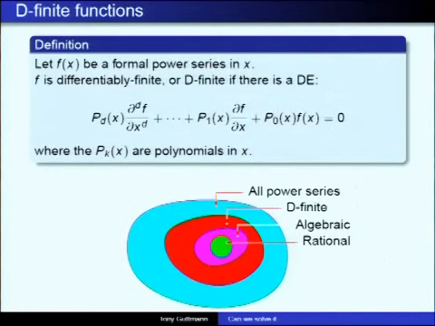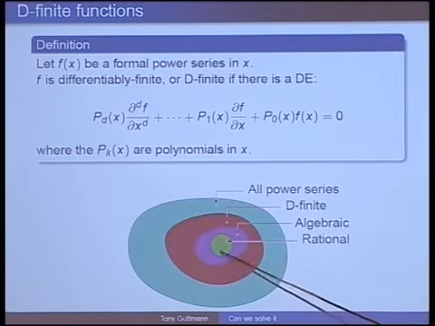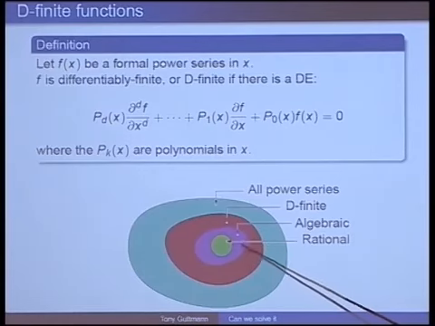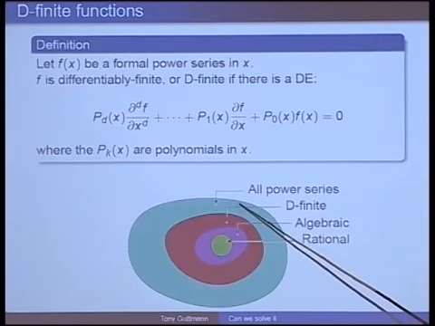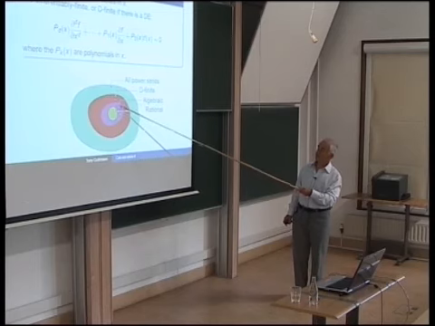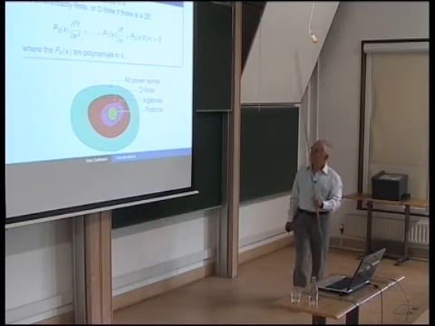So what do we mean by a d-finite function? If f is a formal power series in x, where x in fact can be a function of several variables, f is differentiably finite, or d-finite, if there exists a linear DE with polynomial coefficients of this form, where the p_k, as I say, are polynomials in x. So in the space of all possible functions, you've got your rational functions here, which are a proper subset of algebraic functions, and these are both proper subsets of d-finite functions. And then, of course, we've got all power series, of which d-finite is only a subset. But d-finite functions certainly contain all algebraic and rational functions.